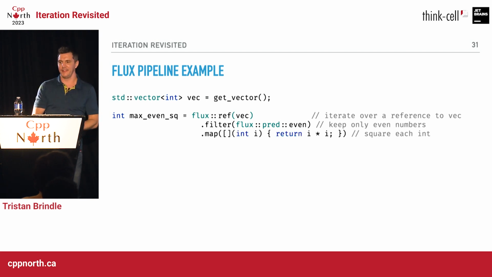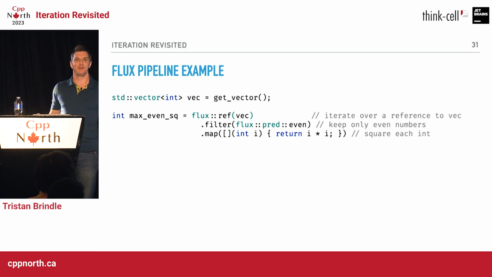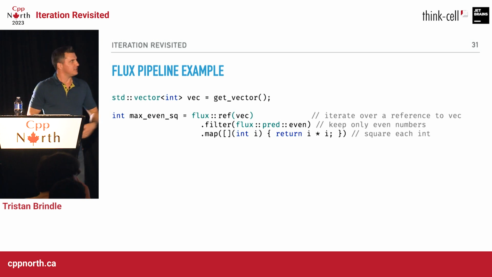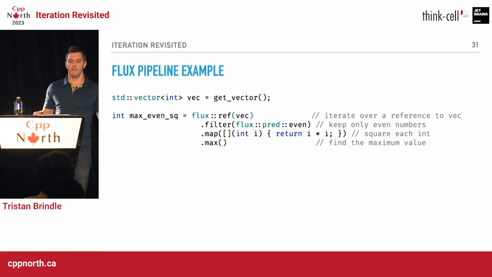So in the standard library, this operation is called views transform, but literally every other library of this kind in the entire world calls this operation map. So Flux takes the majority view and calls this operation map as well. So we've got our source, we've got a couple of adapters, we want to call an algorithm. In this case, the algorithm we want to call is max. So we're going to find the maximum value in our adapted sequence.